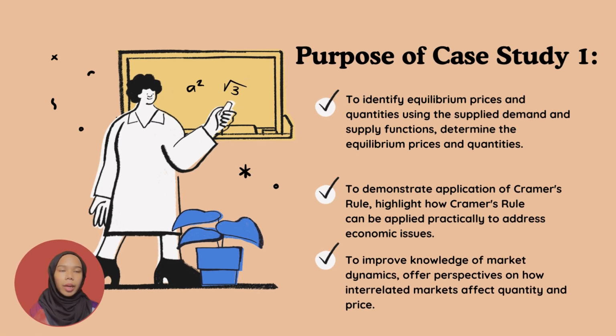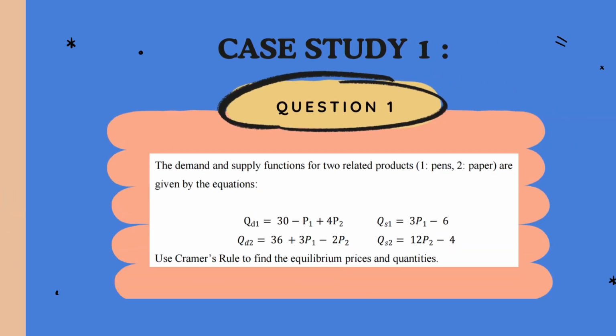Objectives of case study 1. First, to identify equilibrium prices and quantities using the supply and demand functions. Second, to demonstrate the application of Cramer's rule, highlighting how Cramer's rule can be applied practically to address economics issues. Third, to improve knowledge of market dynamics, offering perspective on how interrelated markets affect quantity and price.